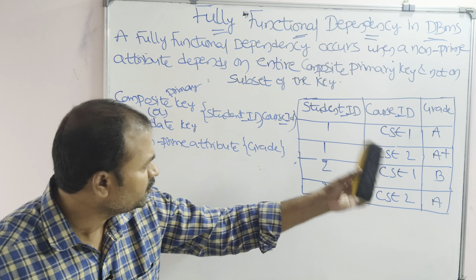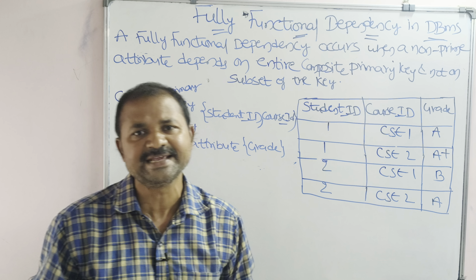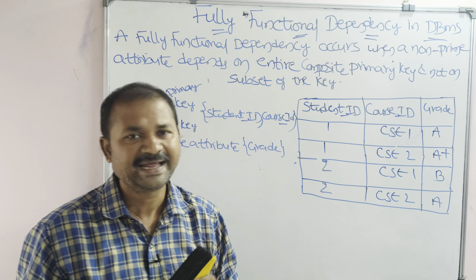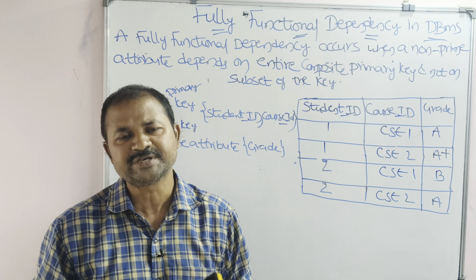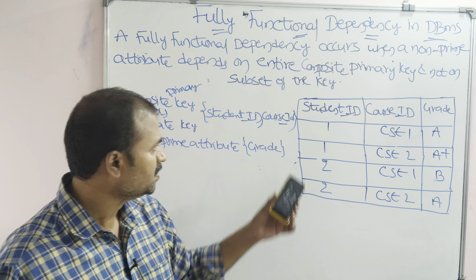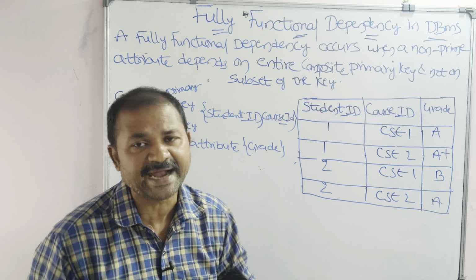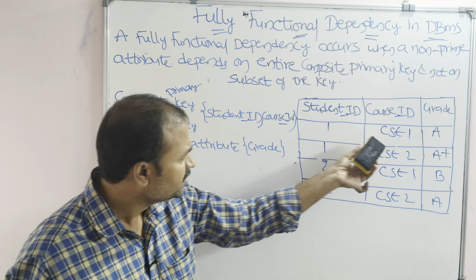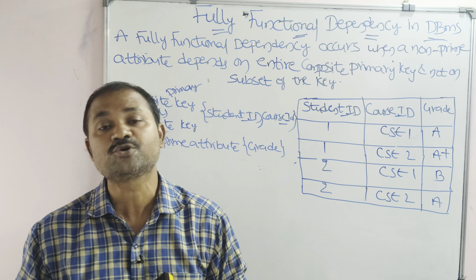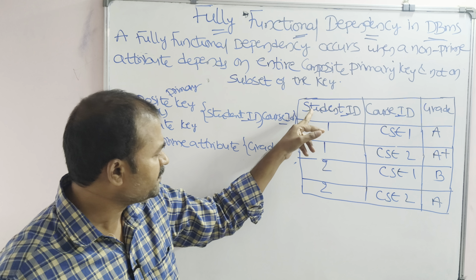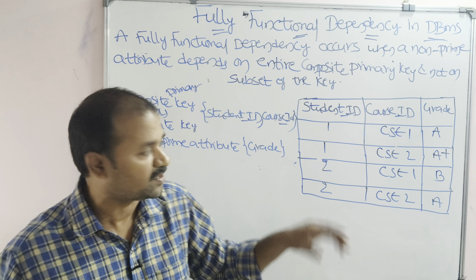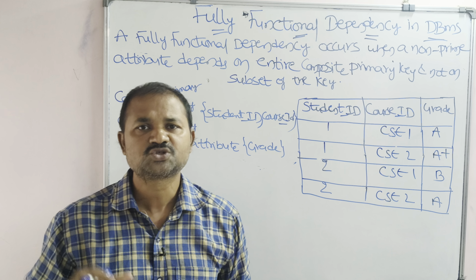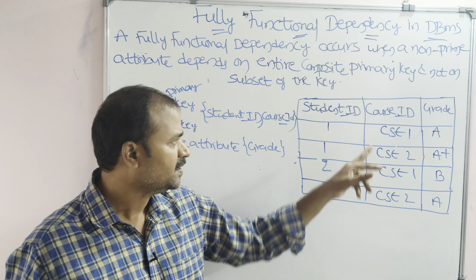So let's see this table. This table contains 3 columns: student ID, course ID, grade. Now we have to select the primary key. We can't select student ID as the primary key. Why? Because a student may register for different courses. But a primary key must be unique. Duplicate values are not allowed. So we can't select student ID as the primary key.